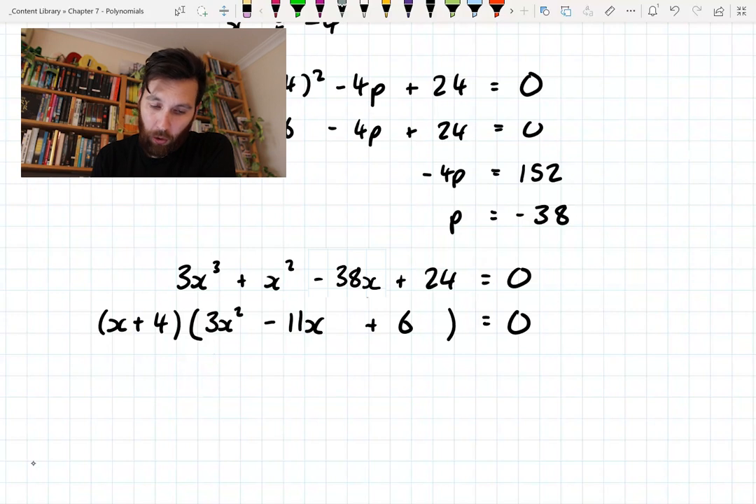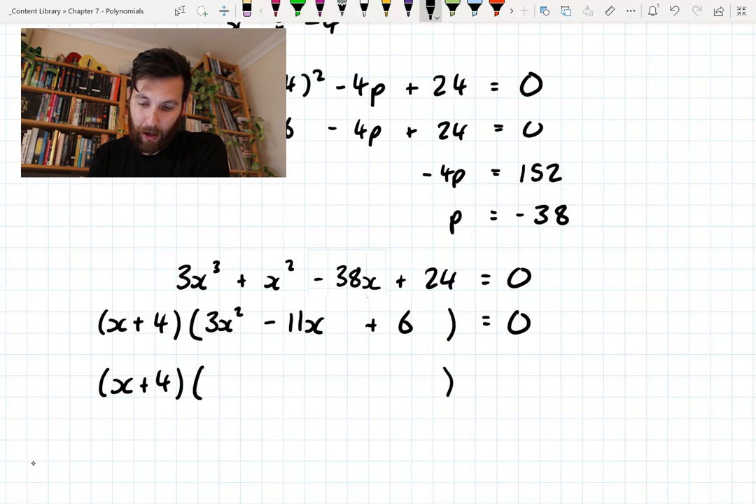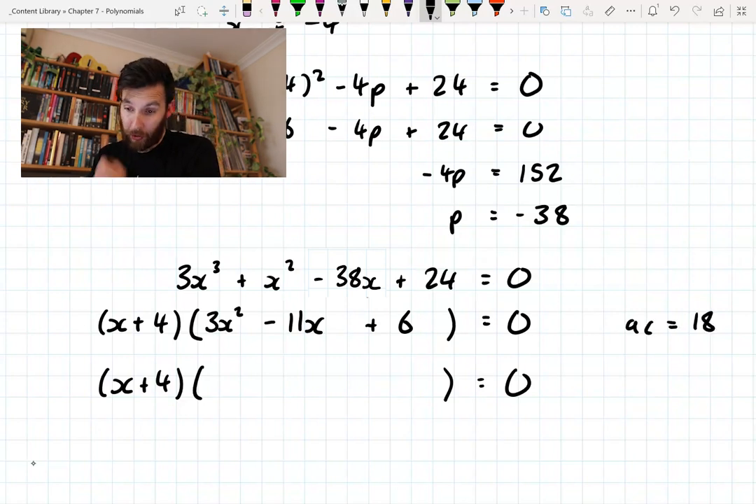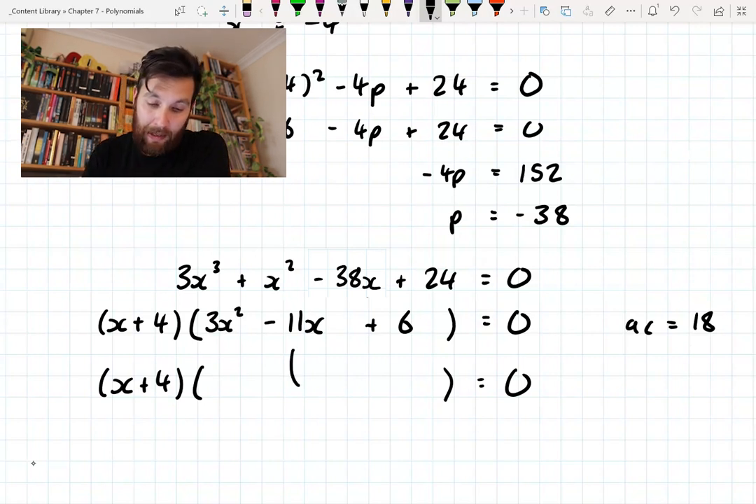Cool, we are almost there. Now what we want to do is factorise the rest of the expression. So we've got x plus 4 bracket. Okay, I reckon I can factorise this by grouping. So 3 times 6, so AC is equal to 18. So I want two numbers that will multiply to give me 18 and add to give me negative 11. That tells me that they're both negative numbers. So I think negative 9 and negative 2 are going to be the way to go for this one.